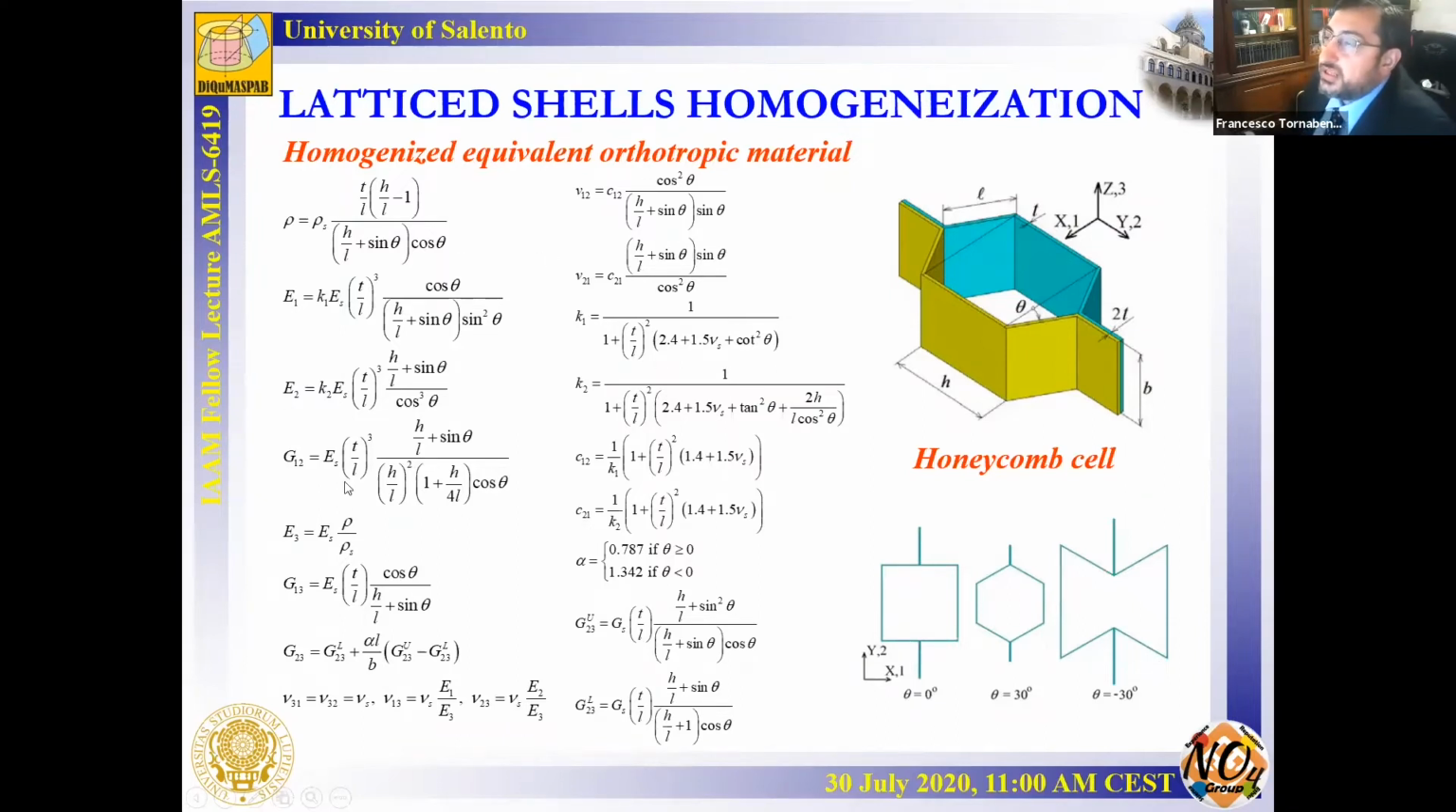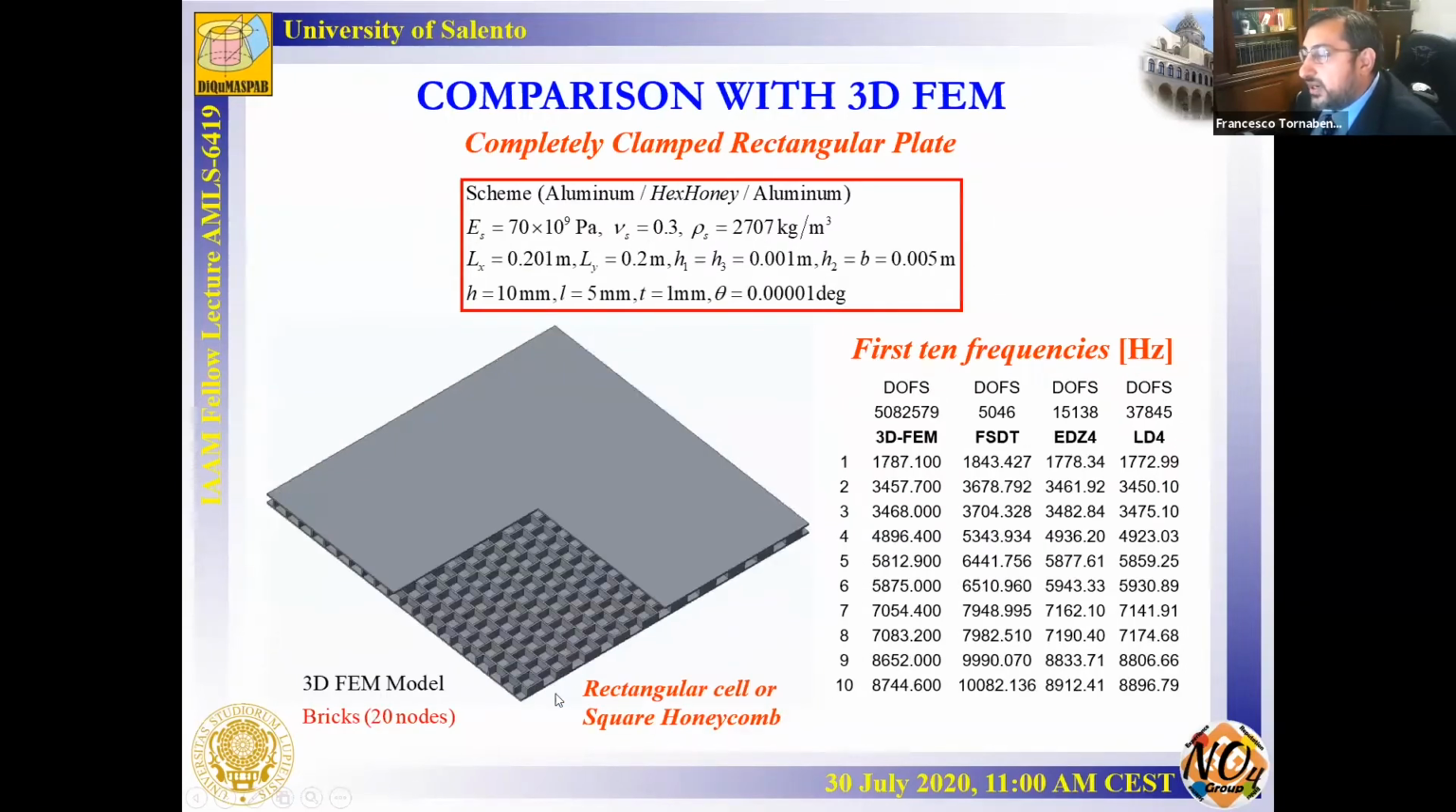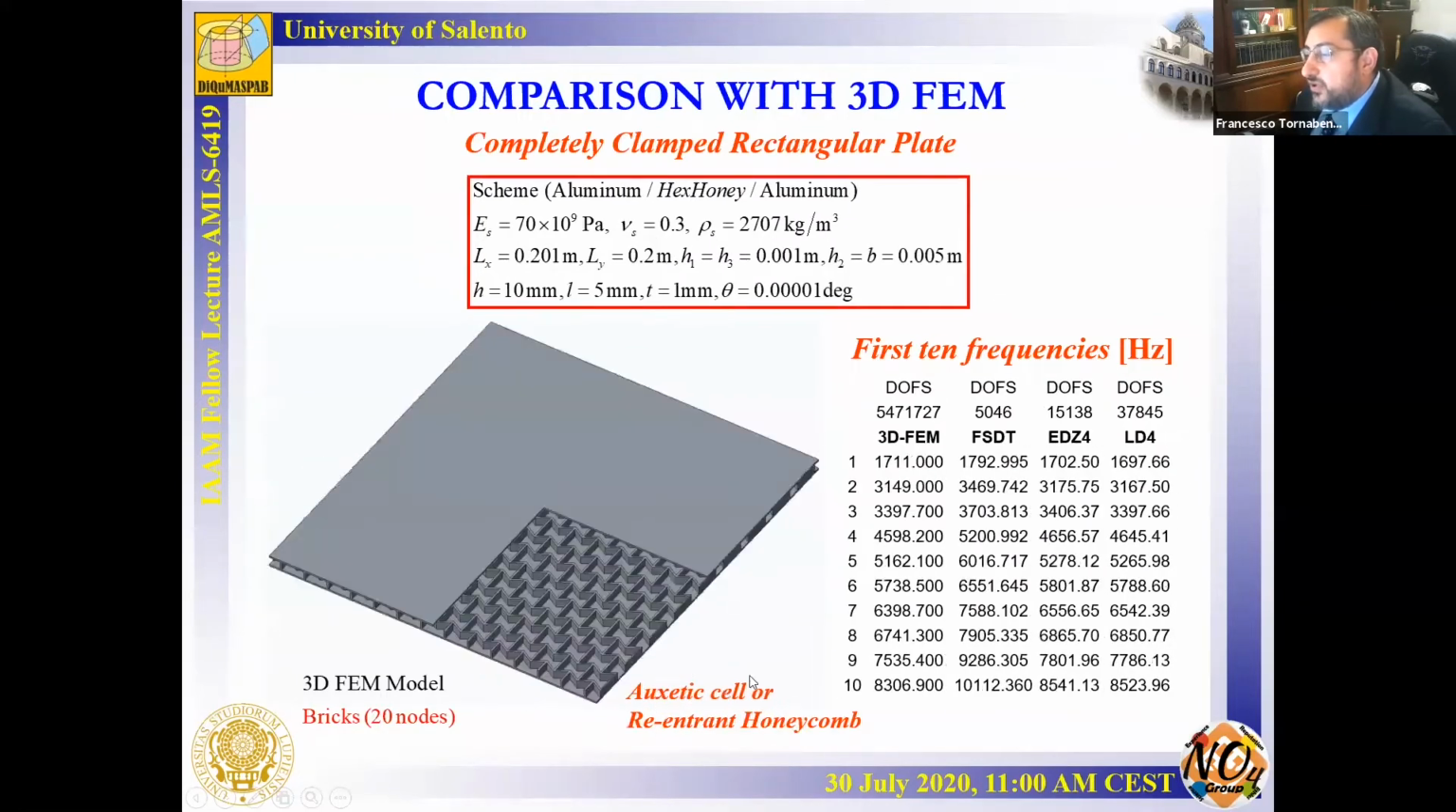Finally, for this kind of material, I have considered honeycomb cell with 3 schemes, and here I reported the material property that I have used to obtain the equivalent orthotropic material, and here I reported the result of the comparison between the 3D FEM and the higher order formulation I have used for the hexagonal cell, for a rectangular cell, and for auxetic cell. As you can see, I have obtained very accurate results by this comparison.